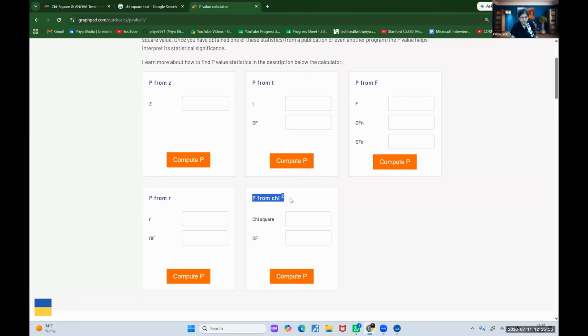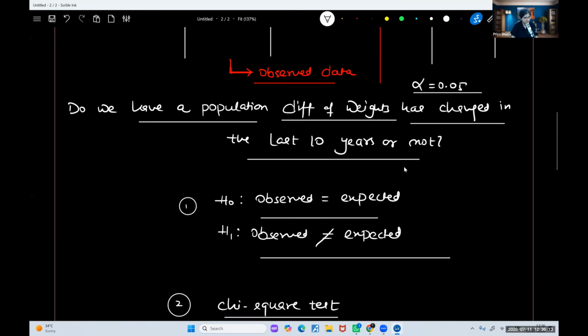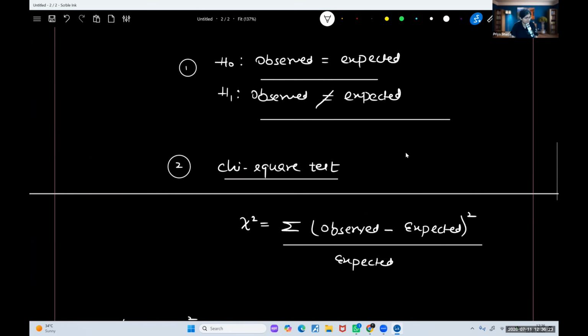We can go ahead and write the values for the chi-square. Can you see P value from chi-square? Write your chi-square value, it is 26.66. Write your degree of freedom value, it is 2. Compute the value of P. It is coming as 0.0001. So we are having the P value as 0.0001.